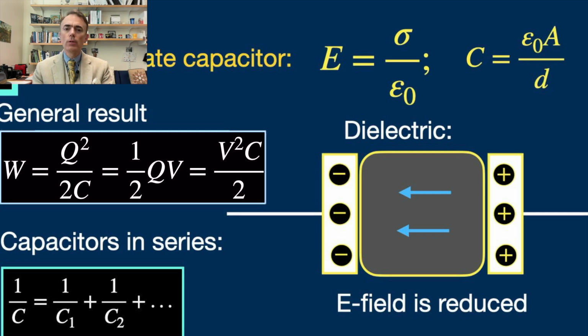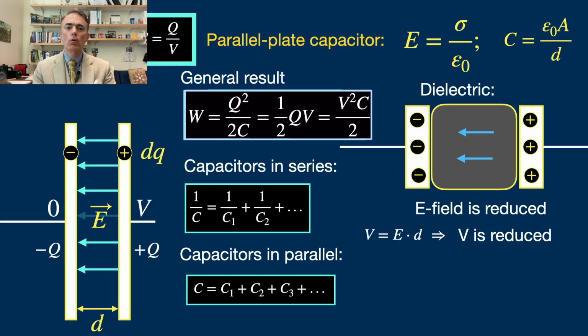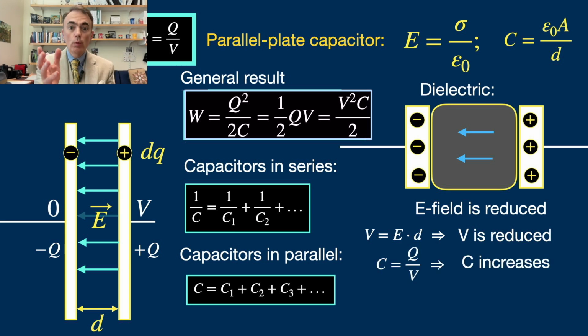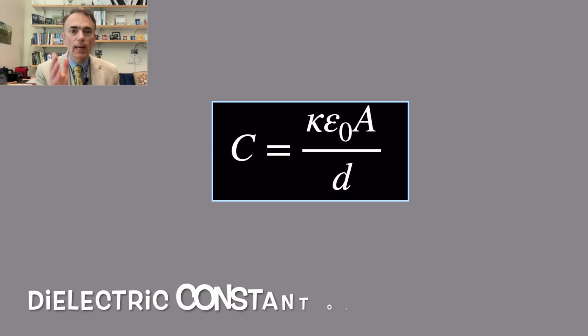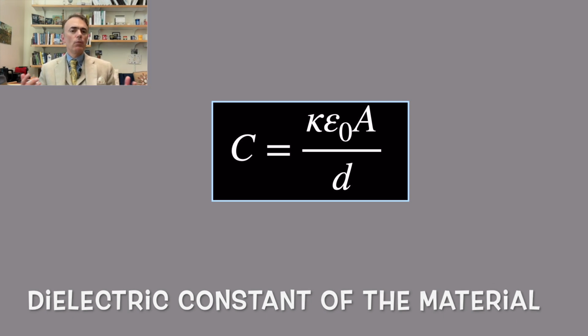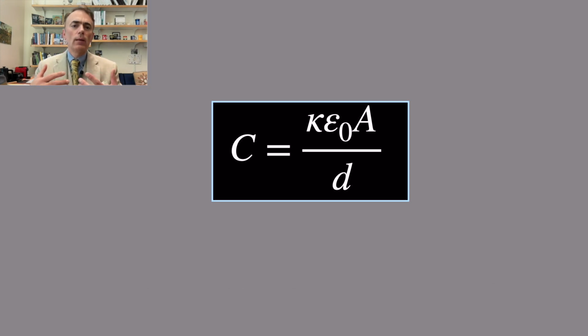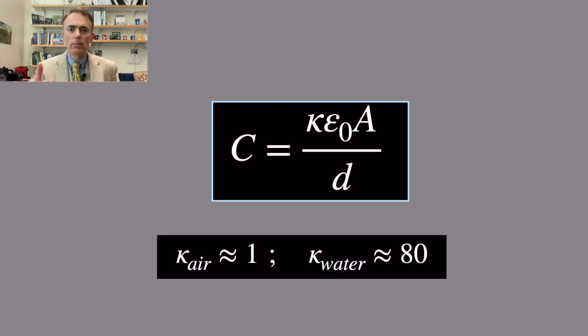As a result, for the same charge, the potential difference V across the capacitor decreases. Since capacitance is defined as C equals Q over V, this means that the capacitance increases. The new capacitance with a dielectric is given by C equals kappa epsilon naught A over d, where kappa is the dielectric constant of the material and it reflects how well the material can reduce the electric field. For example, for air or a vacuum, kappa is 1, but for water it is 80.